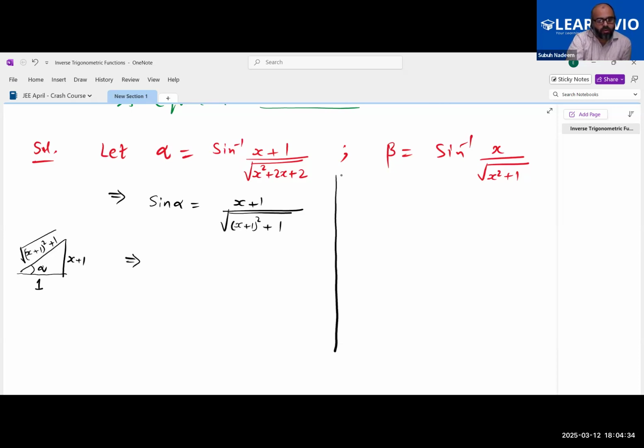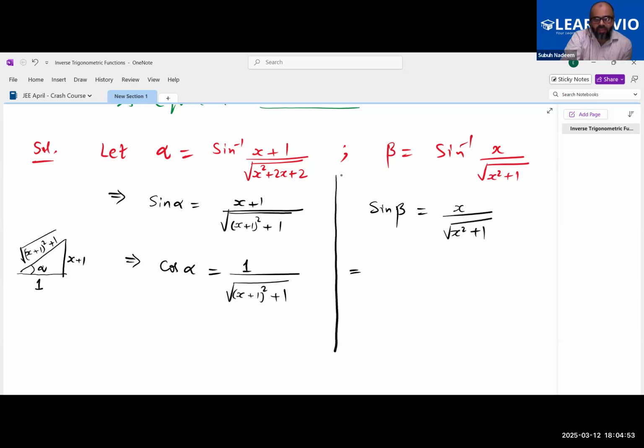So from here, if you want to find cos alpha, it is base, which is 1, by hypotenuse, which is root over x plus 1 whole square plus 1. Similarly here, you can write sine beta, and this is equal to x by root over x square plus 1.